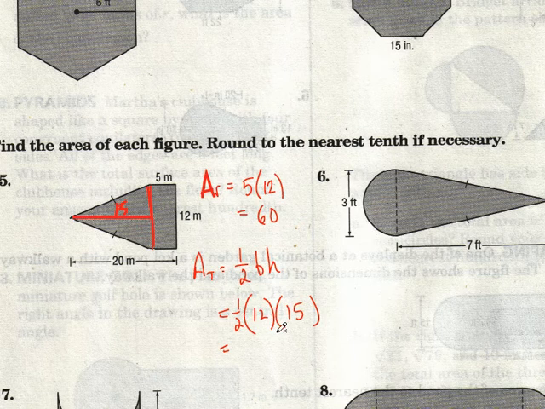Half of 12 is 6. 6 times 15 is what? 90? I think it's 90. Yeah, and so that would be 90. That's the area of that thing. Oh, I'm sorry, I shouldn't circle that. That's just the triangle. So I got to take the 60.